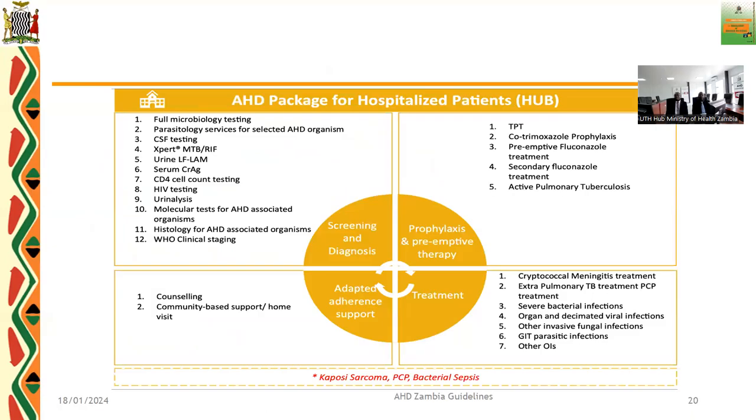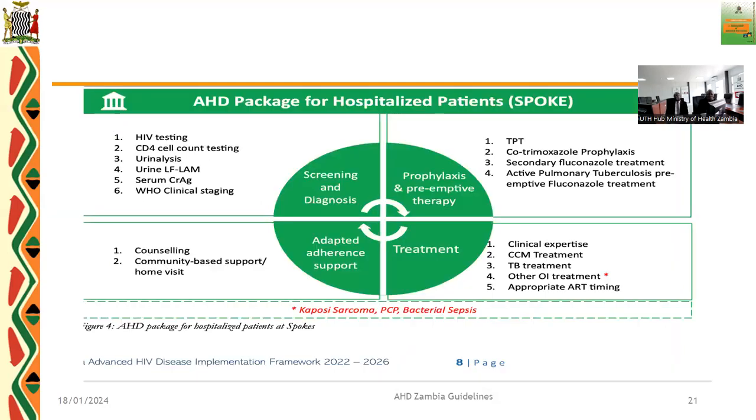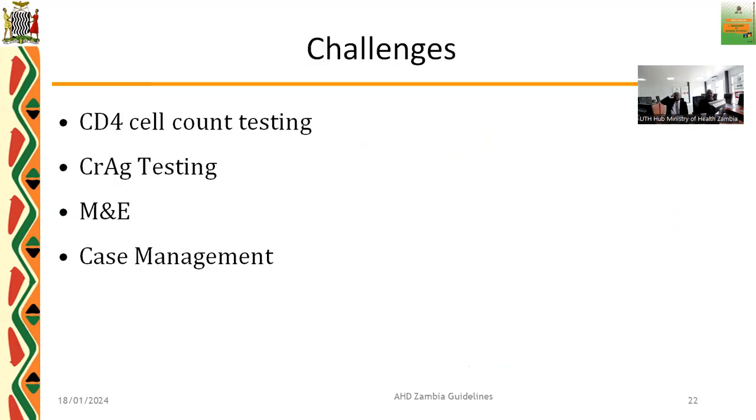So this is just a package that you expect a hub to have, the tests that should be there. We want hubs to have importantly CrAg, CD4 testing, and indeed urine LAM. Next slide. And the other services, you'll find all this. And this is what a spoke should be able to do. Next slide. You'll find these in the guidelines.